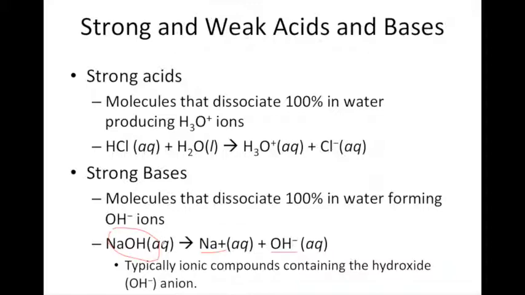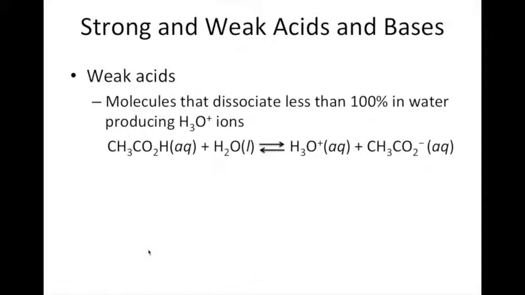Typically, strong bases are metal hydroxides, so ionic compounds that contain some cation that is a metal, and then the hydroxide anion. And of course, they have to be soluble. Not all hydroxide containing compounds are soluble. So if you have an ionic compound, a metal hydroxide, particularly with a group 1 or sometimes group 2 metal, those tend to be considered strong bases.